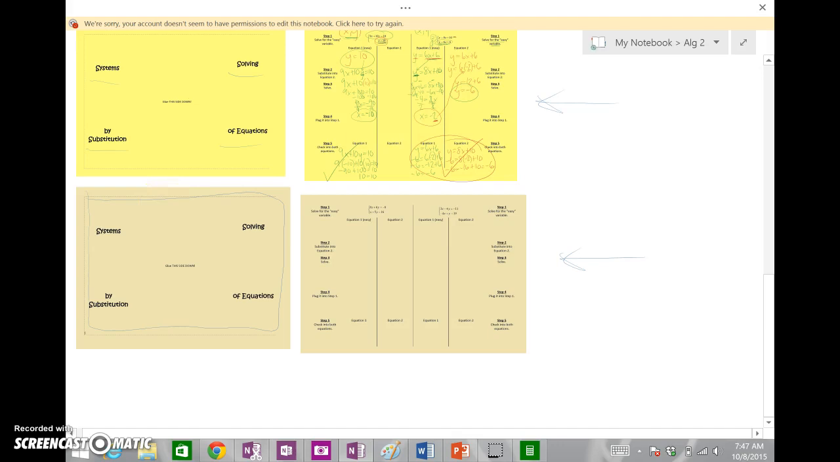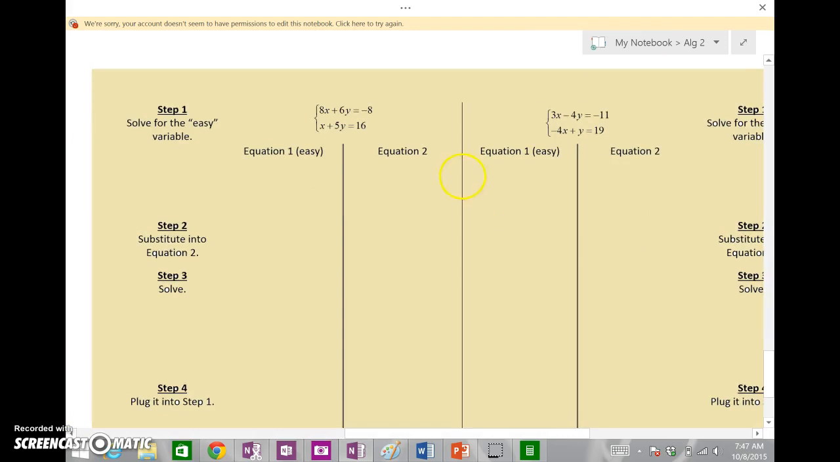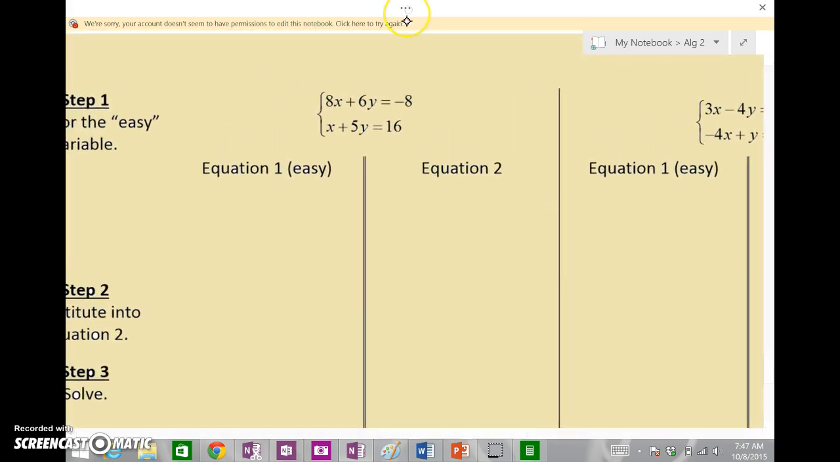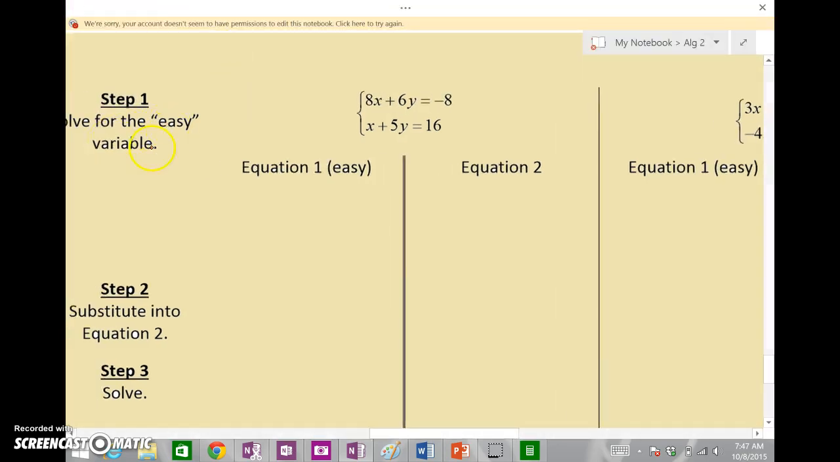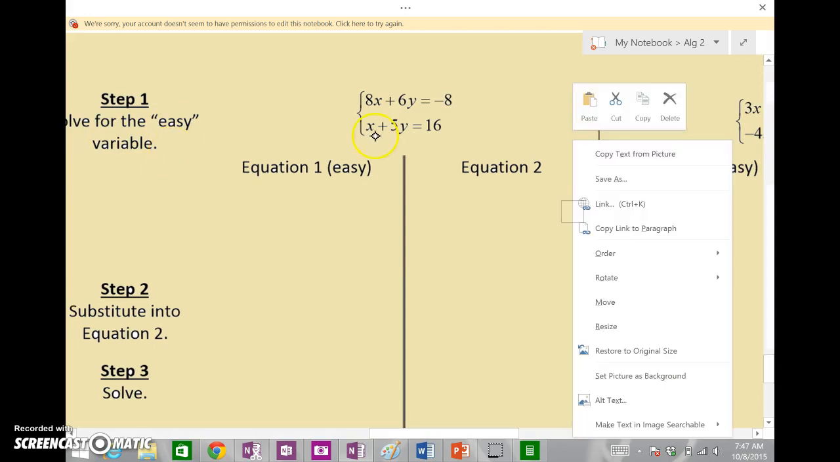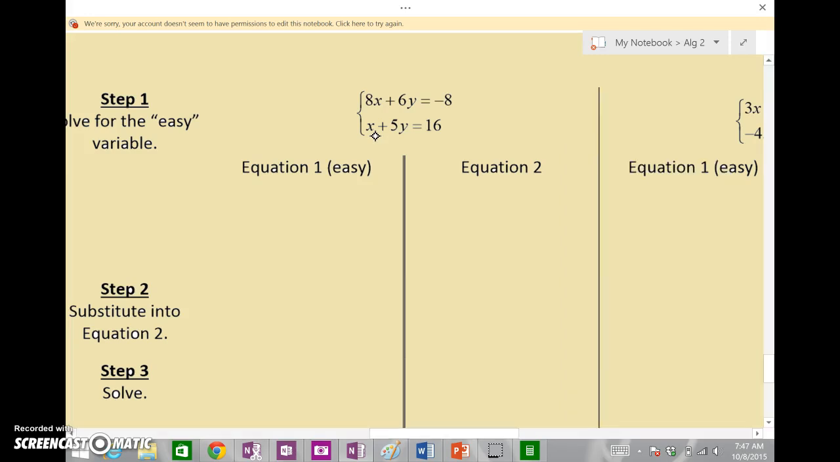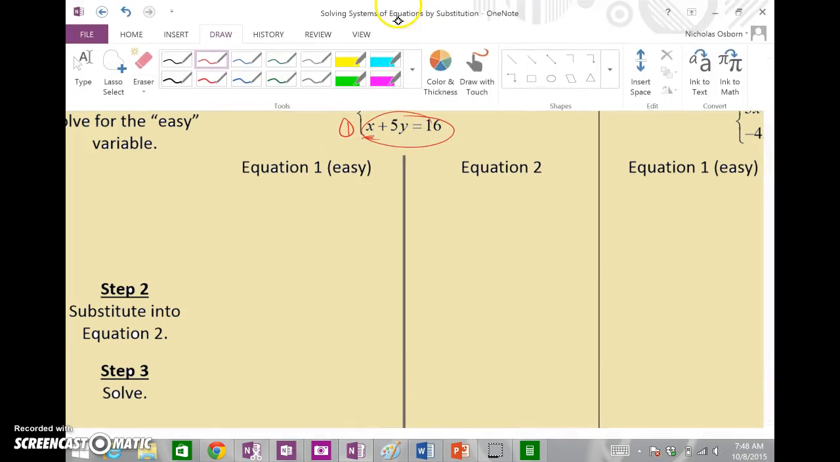All right, so let's get down to it. Here's our two equations again, just like before. And remember, step 1 is solve for the easy variable. In other words, we're looking for the variable that looks easiest to solve right away, because we're going to set one of these equations to x or y first, and then substitute it. Right away I see that this x is by itself. It doesn't have a 1 or 2 next to it. So I know I'm only going to have to do one step to set this equal to x. That looks like the easy one, so I'm going to make that equation 1, and the other one equation 2.